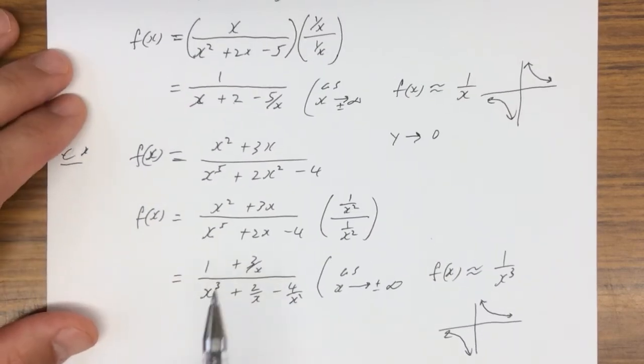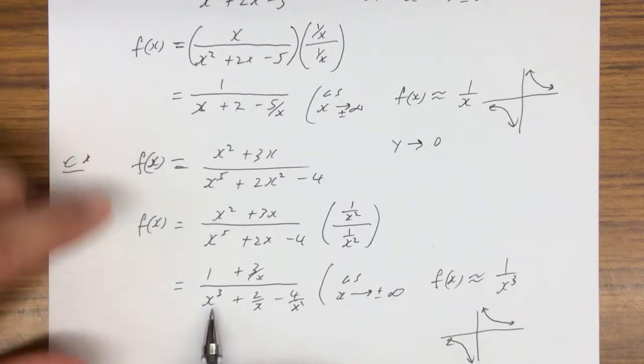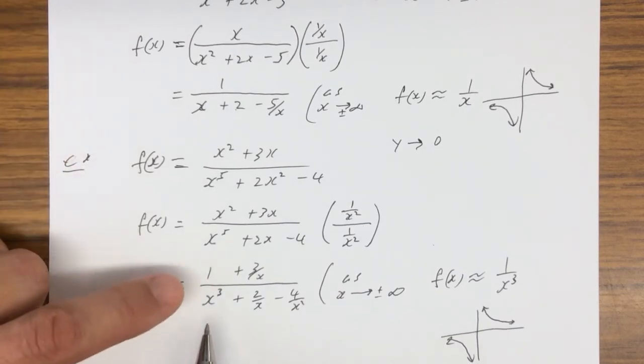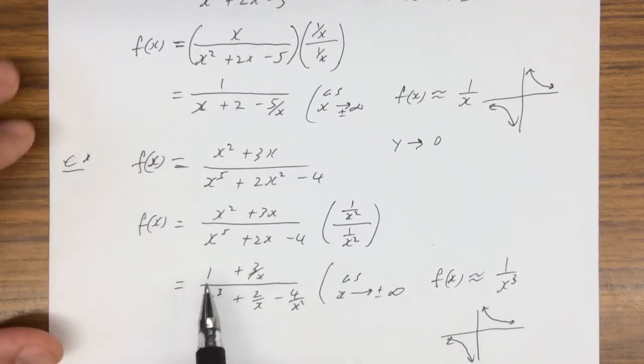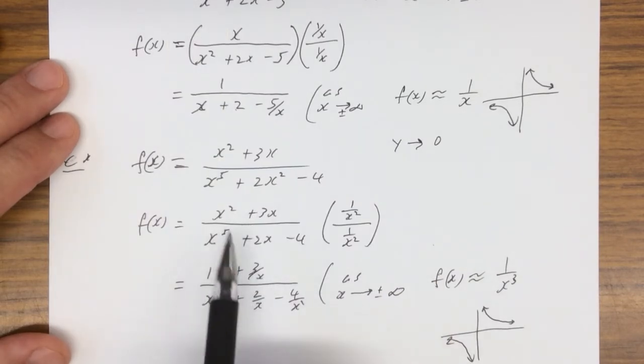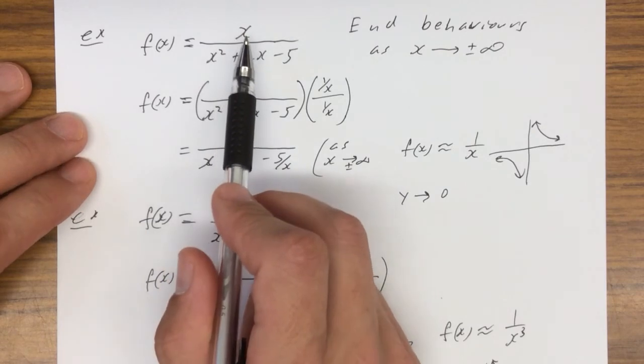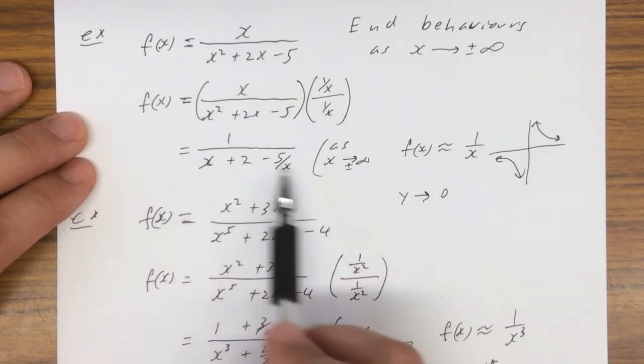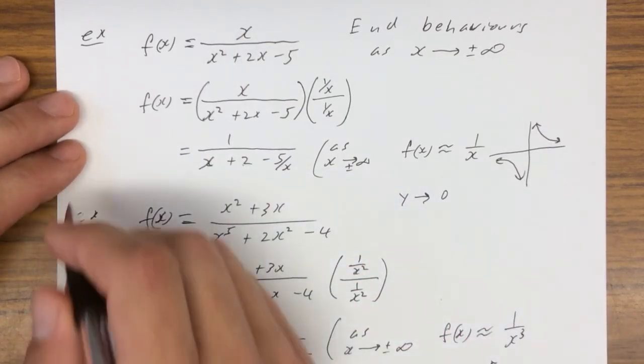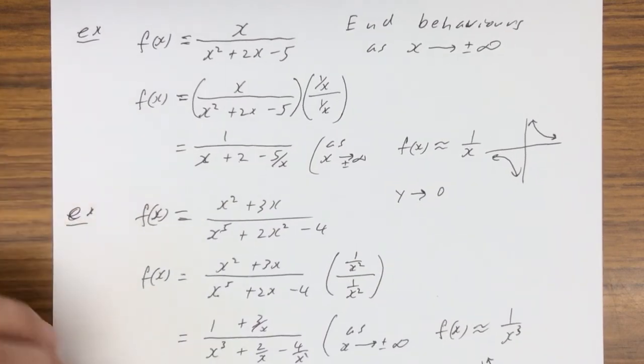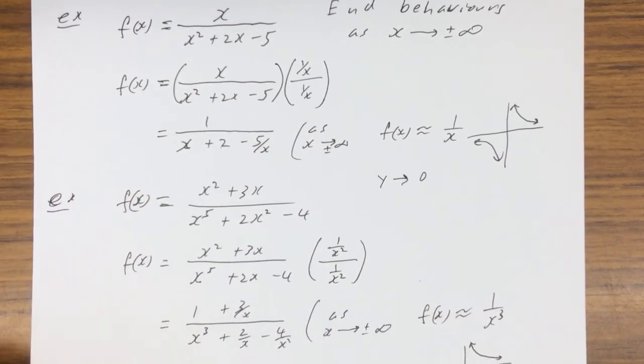Basically, you take the highest degree on the top and divide it by the highest degree on the bottom. For this quadratic over a quintic, it's going to be 1 over x cubed. For a linear over a quadratic, it's going to be 1 over x, and so on. Hopefully you get the idea of that, and that will help out with the end behaviors.